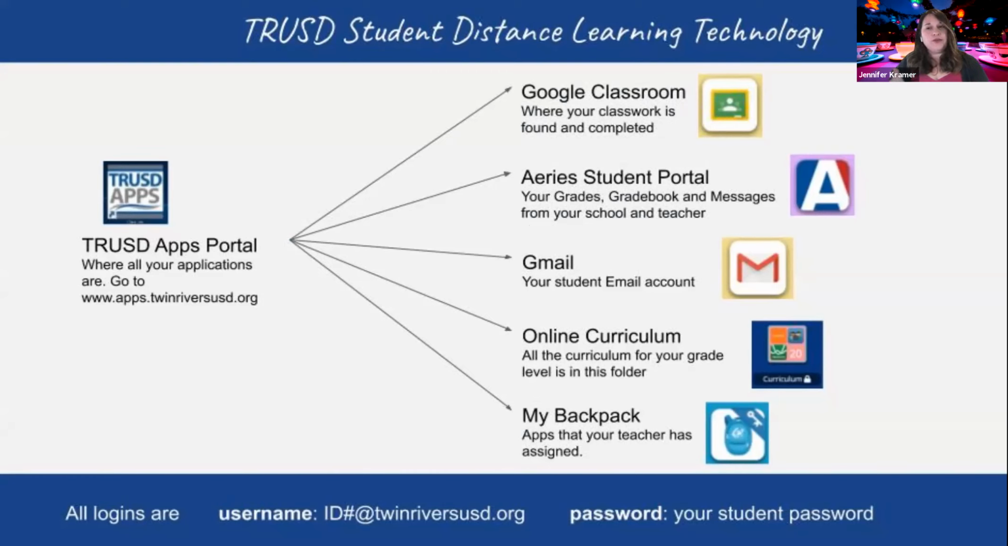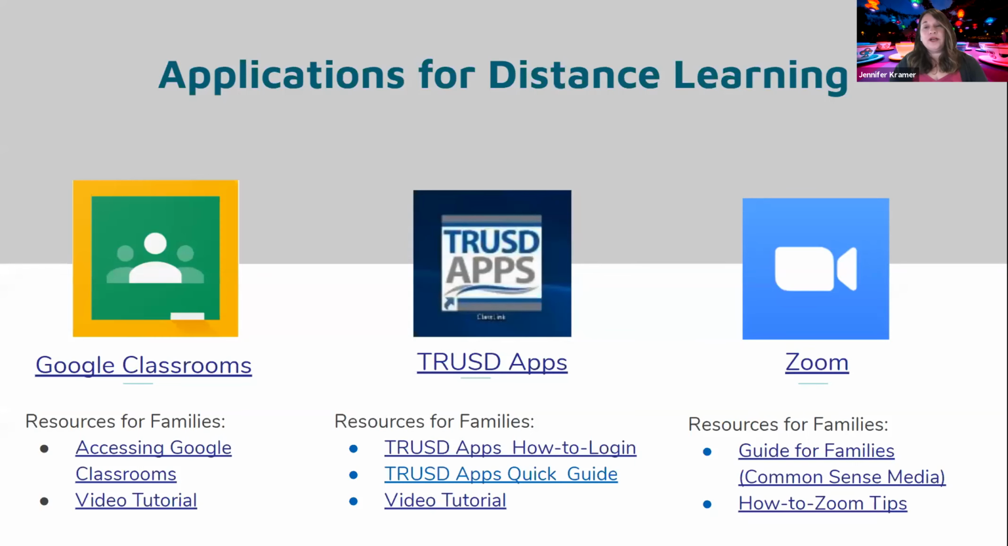So we're going to cover three things today. If we want to look at the next slide, please. We're going to cover three things today. I'm going to start with the Apps Portal, which I'll share in just a second. We're also going to look at Google Classroom, and then we'll look at Zoom. So these are the three big main things that are going to get your students the instruction that they need.